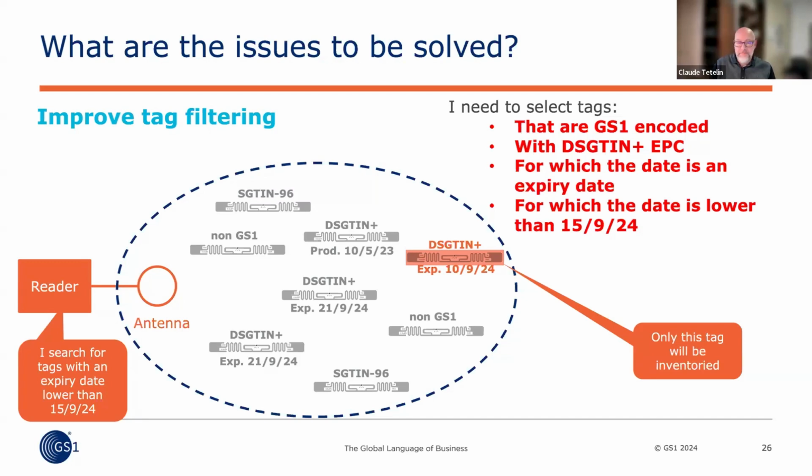So you will easily detect if there are any expired products, if you are using, obviously, DSGTIN+ and Gen2v3. You can imagine other selection criteria based on the value of a serial number. You will probably want to only inventory a given range of serial numbers or a given range of GTINs, things like that. So everything is now possible with the new query X and query Y commands. So that's it for me.